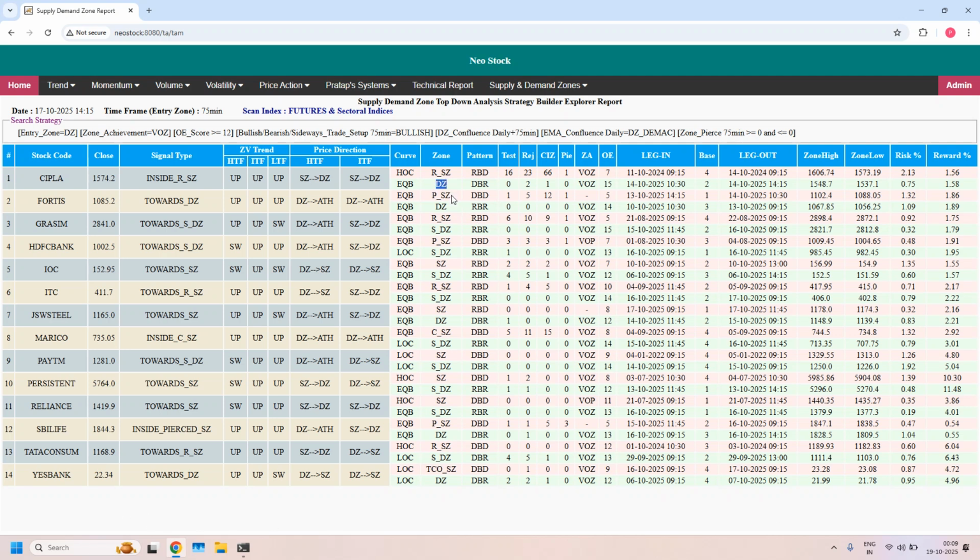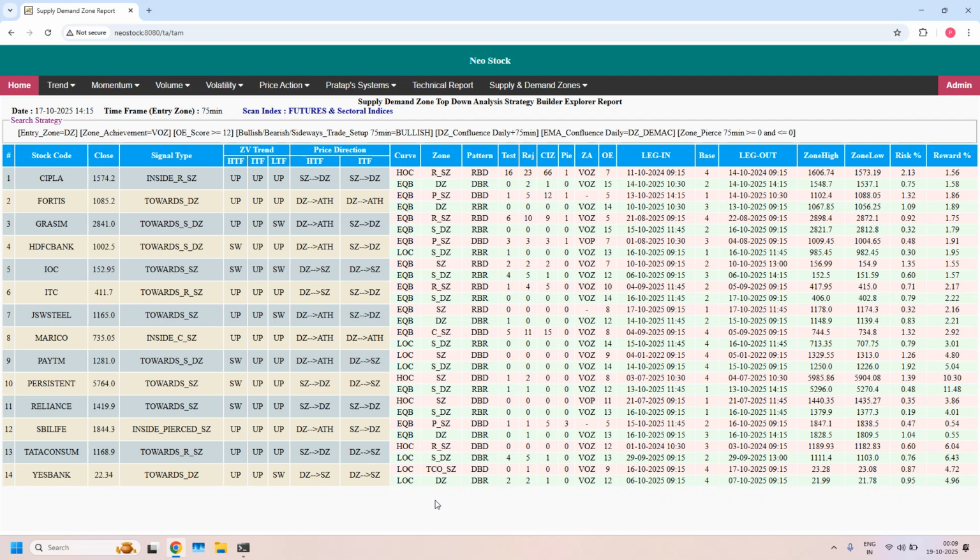So these 14 75 minutes demand zones might have more high probability to get success, provided less than 20 checklist items are satisfied. Otherwise, there are higher chances of this demand zone violation. Less than 20 checklist is very important. If they are passed, you should plan the trade. Otherwise, higher chances of zone violation. So this is as per the first strategy we got these stocks.